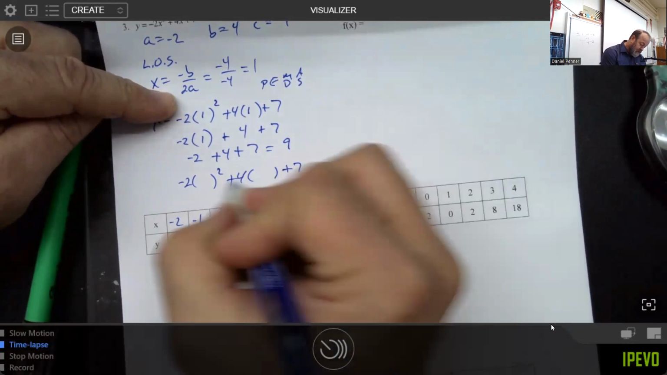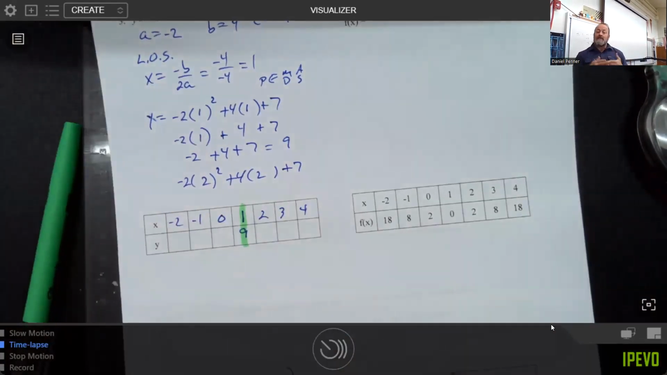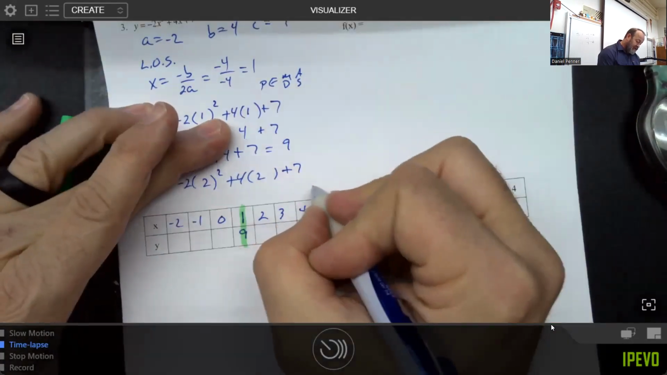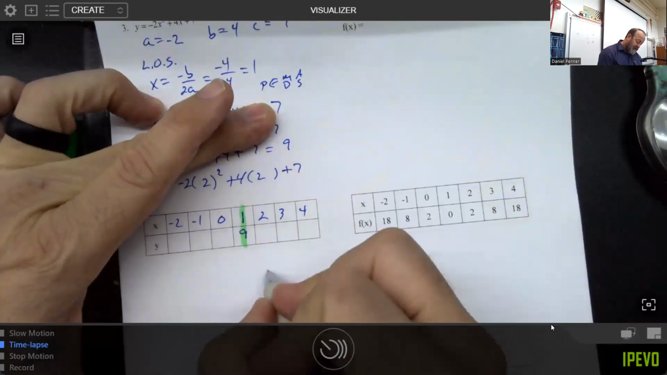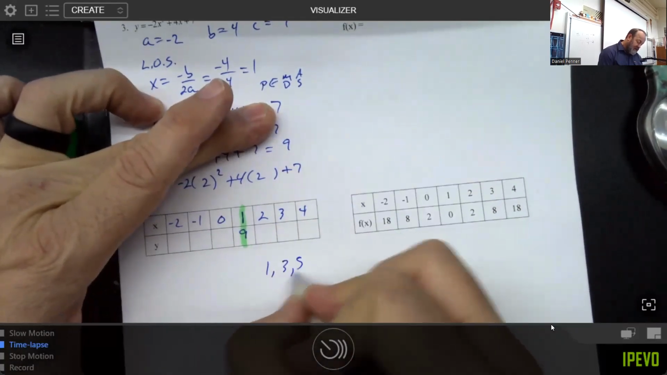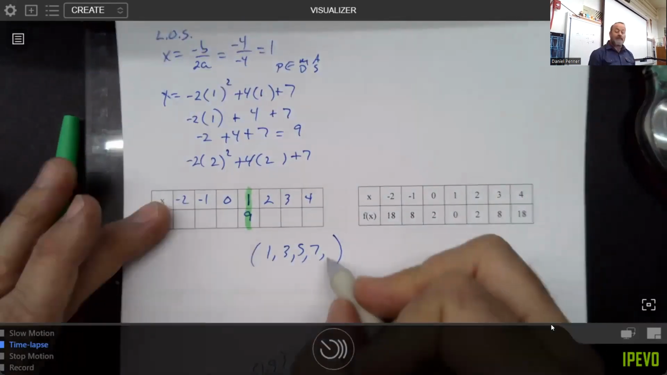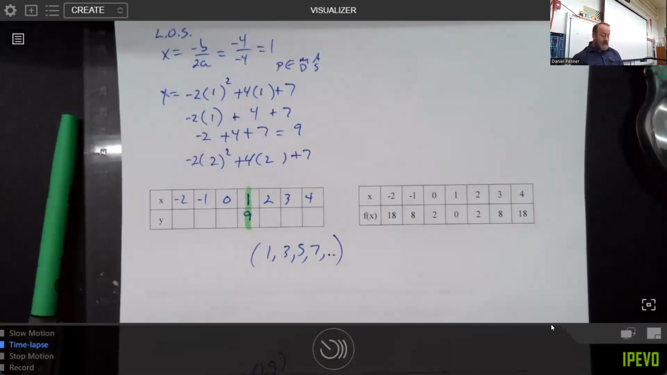See, we could plug in a 2 here and here. But there's a faster way of doing that, and that is if we remember our 1, 3, 5 pattern. So remember, we have this 1, 3, 5, 7 pattern that we have learned, and we have done a lot with it. And it goes on forever. Keep in mind, these do.